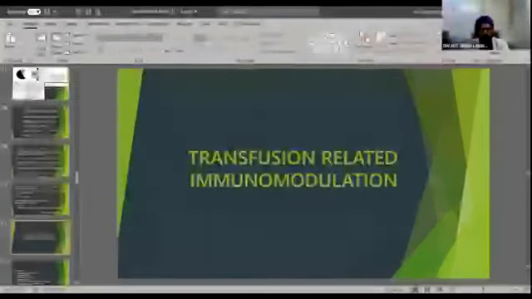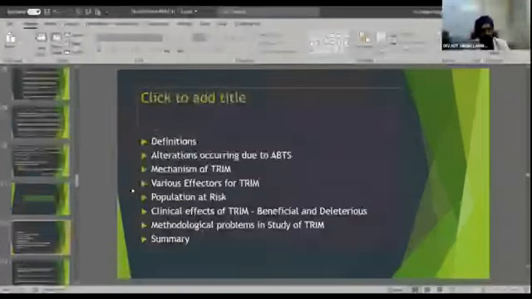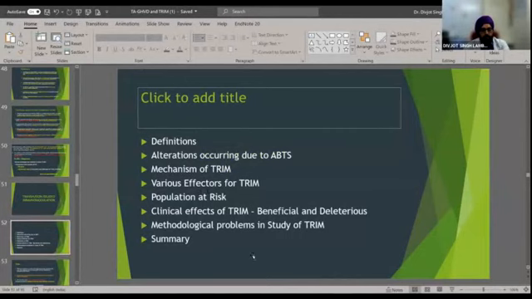Then coming to transfusion-related immunomodulation. When we are transfusing a patient, especially a transplant patient who is immunocompromised, there are various effects that can occur and are included in transfusion-related immunomodulation. So I'll be discussing these under these subheadings.